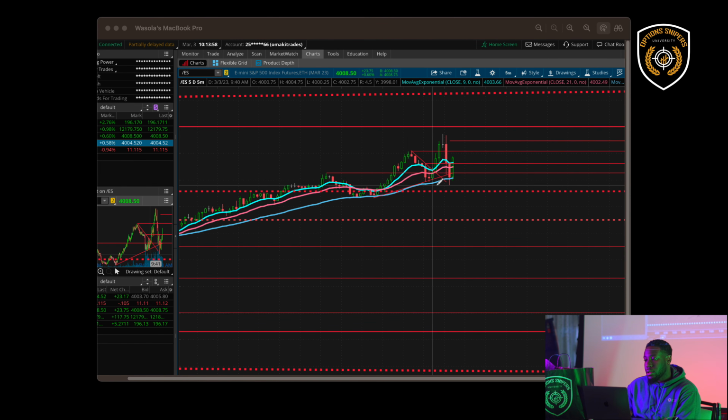Oh, look at this. Guys, if all you knew was to buy calls at the 50, you've had two opportunities to make money today. Once we touch the 50 here, this is a nice candle. Once we touch the 50 here, we surge to the upside.